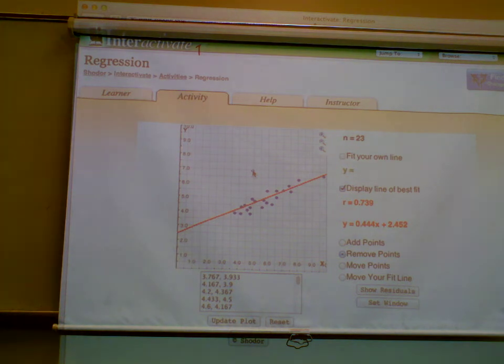The line would change. Our R would change, right? Is it going to get stronger or weaker? Stronger, because this point is way out from the general trend, right? Now, this point has a positive residual, right? So when I remove this, which way will our line move? Will it move down or will it move up?